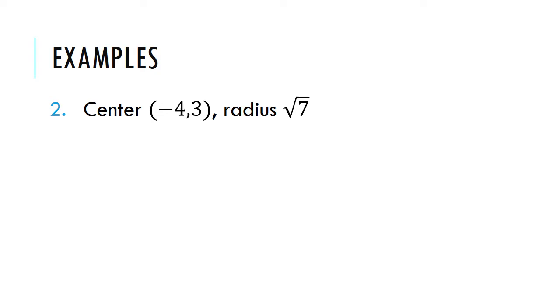The center is at negative 4, 3, and the radius is the square root of 7. Again, we begin first with the standard equation, and from there we substitute values for the given condition. The center is at negative 4, 3, therefore our h is negative 4 and our k is positive 3. Our radius is square root of 7.